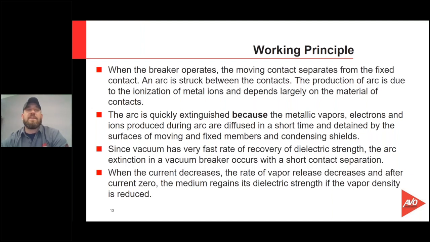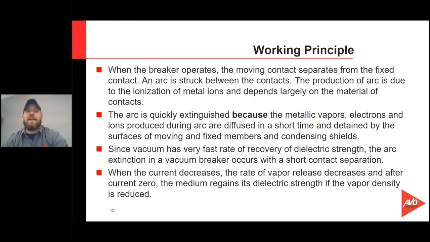The arc is quickly extinguished because of the metallic vapors. Electrons and ions produced during the arc are diffused in a short time. Why? Because of the lack of air, and they are detained by the surfaces of the moving and fixed members and the condensing shields. There are those condensing shields I was talking about earlier, those metal vapor condensing shields. They help to contain those ions, and they help to protect that outer envelope as well.